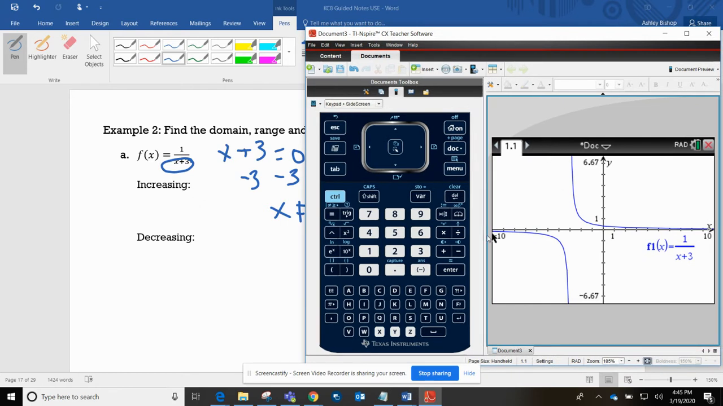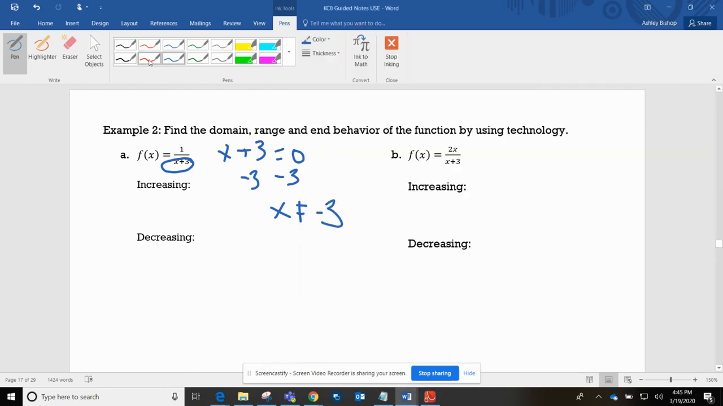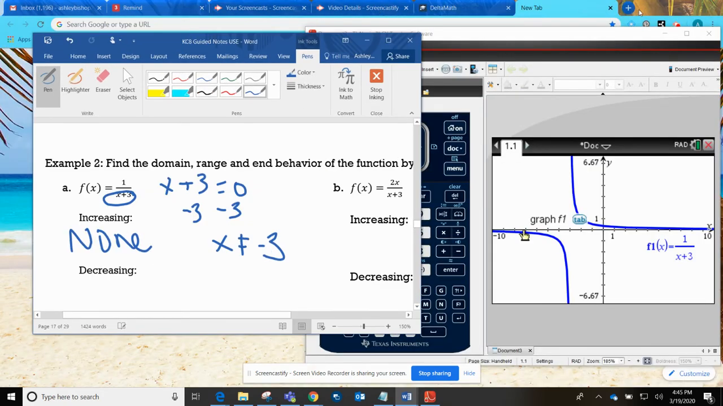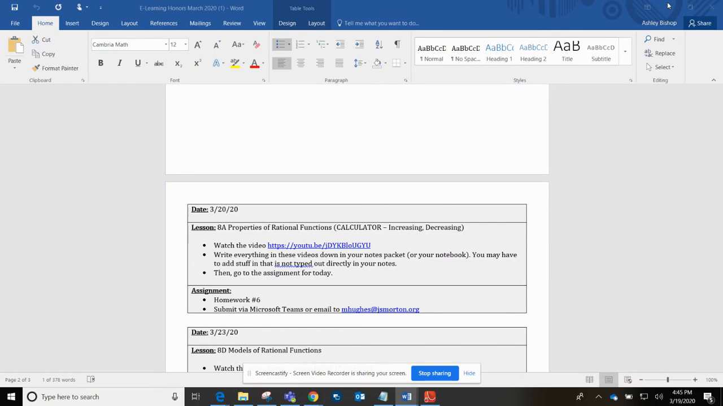Let's follow these two functions and first see if we have increasing or decreasing. So if I were to draw my pen along this function, my pen would be going down. So I'm decreasing. And then for this other function, if I were to draw this function going left to right, I also would be going down. So with that being said, I have no instances of increasing.